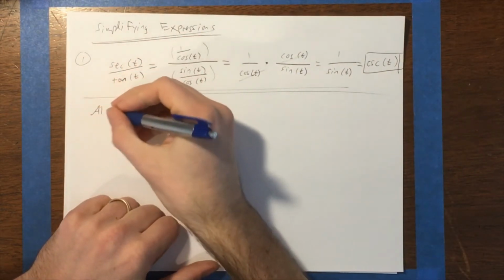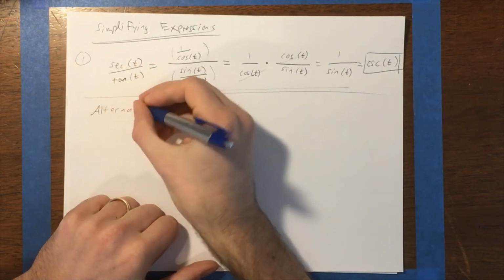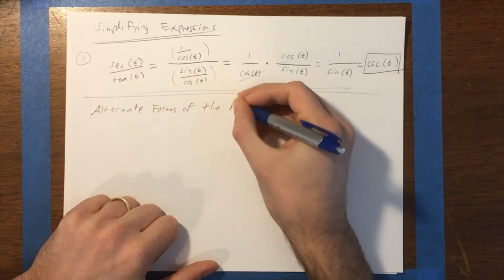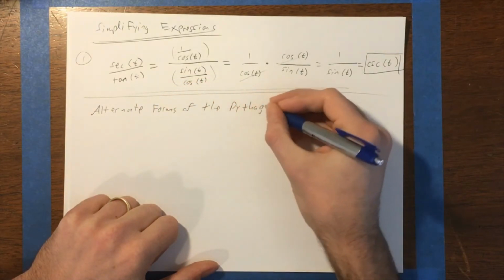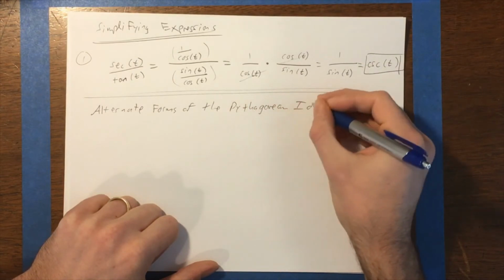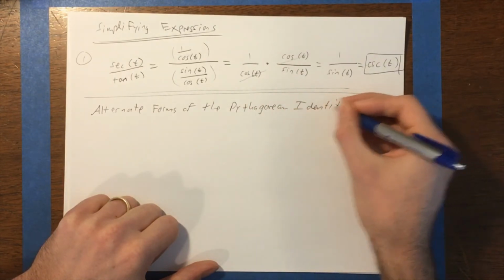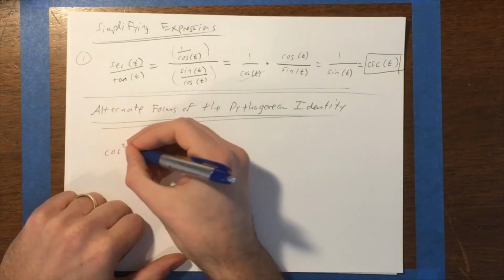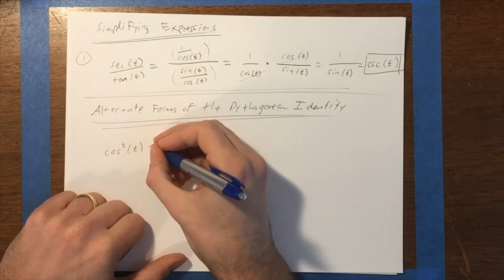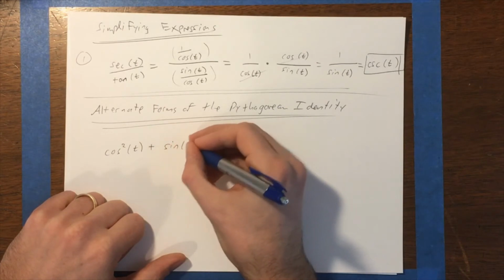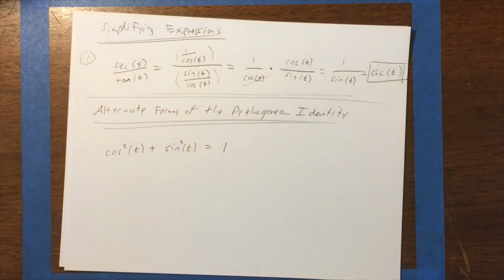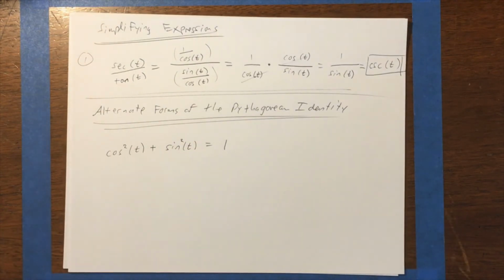The last thing I want to put out here for you is some alternate forms of the Pythagorean identity. All right, so we learned the Pythagorean identity in a previous video. I'm going to write it again. It's cosine of t squared plus sine of t squared equals 1. That's always true. No matter what t value you put in there, it'll always be true.